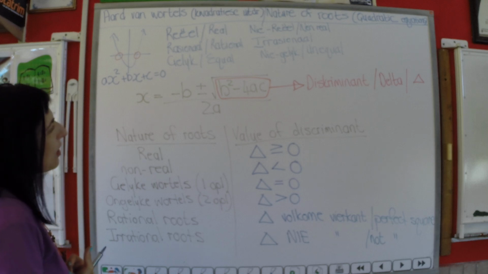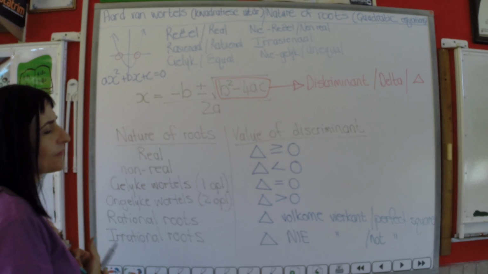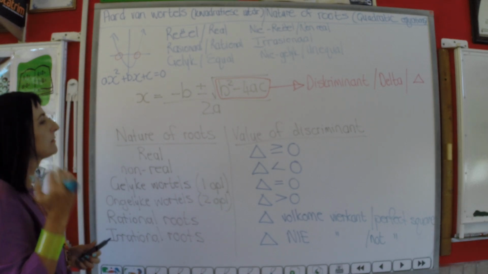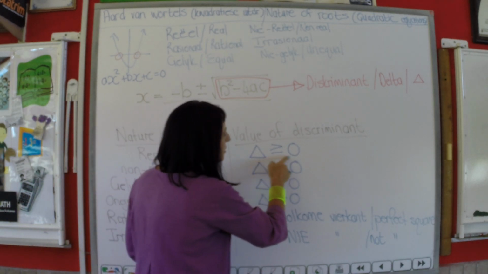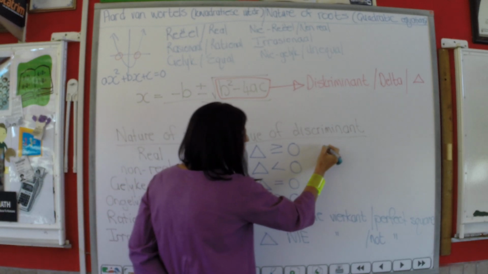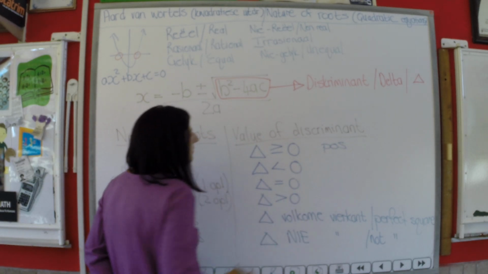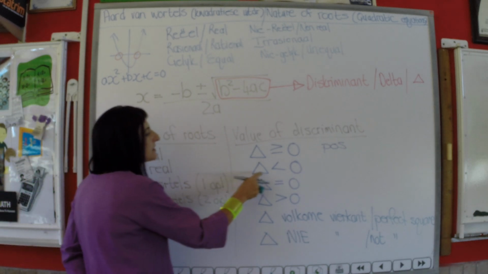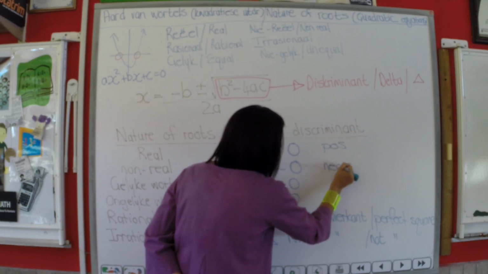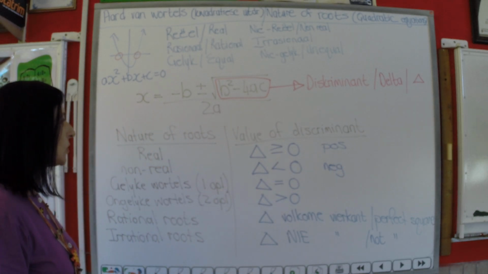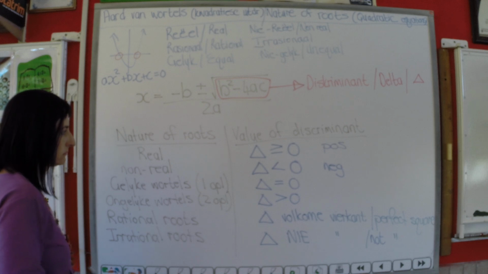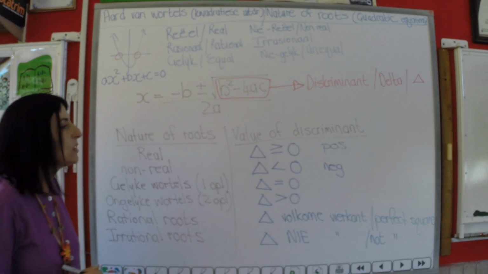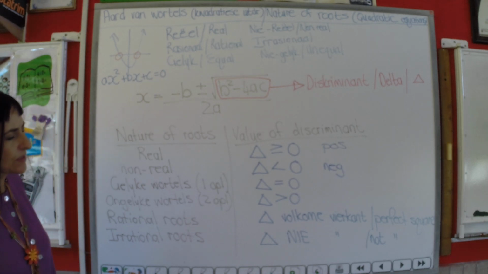So wanneer ons die aard van die wortels moet beskryf, dan werk ons vir delta uit. Nou wanneer delta groter of gelyk aan 0 is, met ander woorde, delta is positief. Nee, that's positive. Then we can say the roots are real. Met ander woorde, as delta negatief is, dan sê ons die wortels is nie real. When delta equals 0, then we know that the roots are equal.